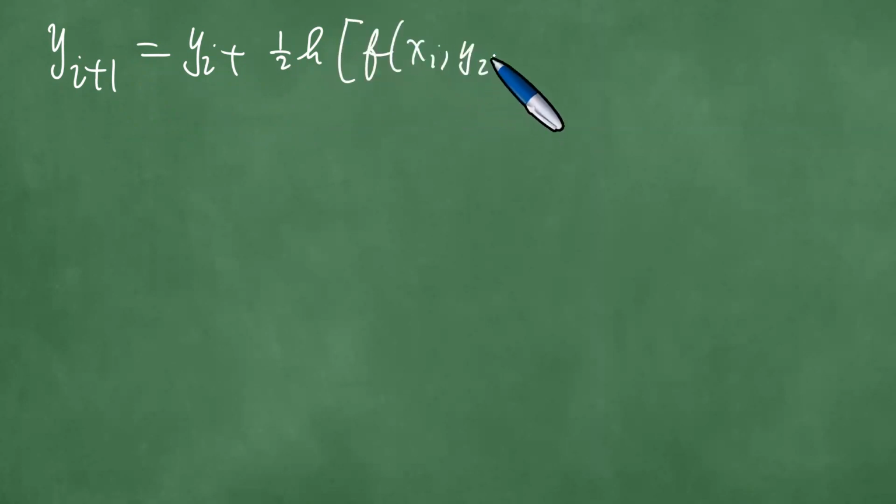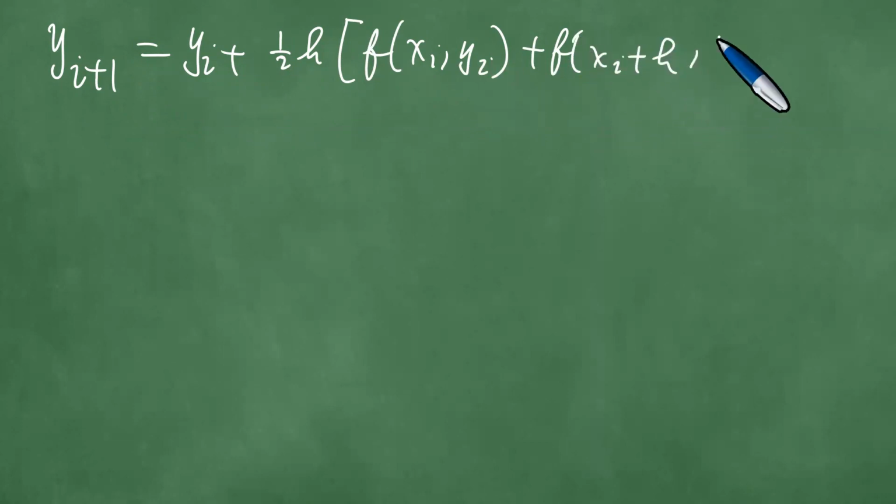f of xi, yi, and then you have xi plus h, yc1. Yes, we are here. Okay, remember we are still dealing with the x here. So let's continue with the x.